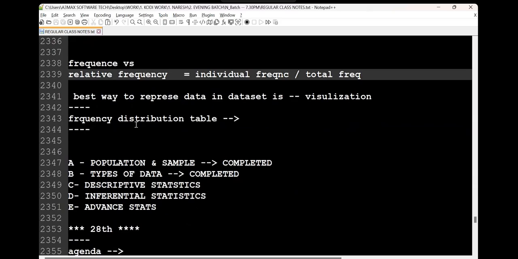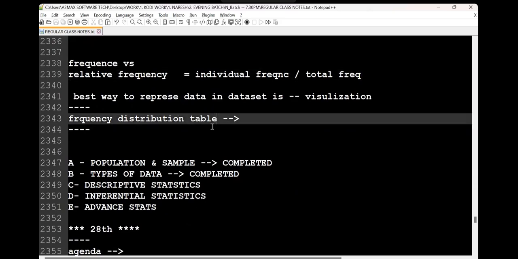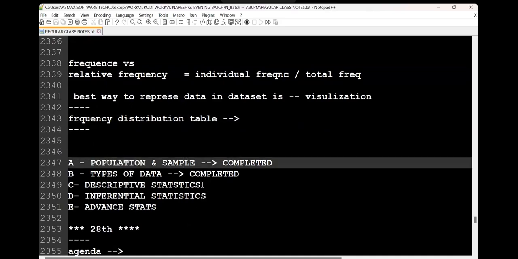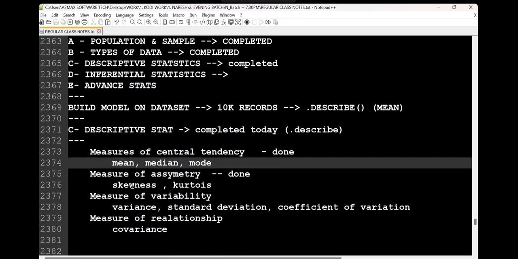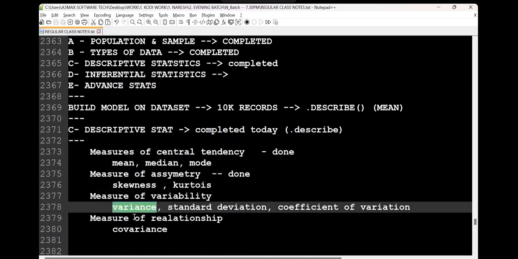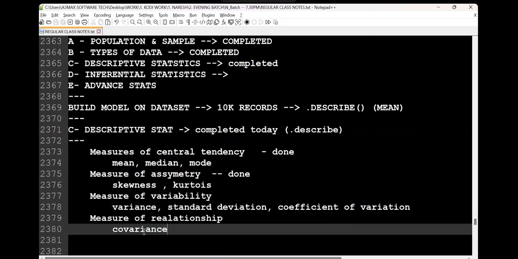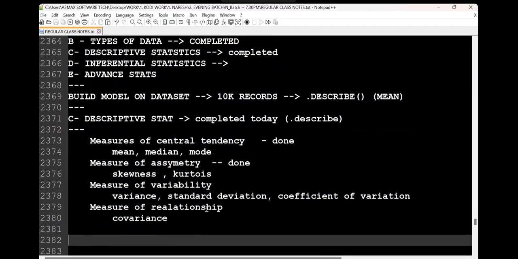Frequency, relative frequency, cumulative frequency, frequency distribution table. Concept clear? And then population, sample done, types of data. In descriptive statistics, we discussed central tendency, mean, median, mode, skewness, kurtosis, variance, sigma square, S square, standard deviation, root of sigma square, root of S square, coefficient of variation, standard deviation divided by mean. Covariance, correlation. Variability between two attributes is called covariance, and descriptive statistics is completed.